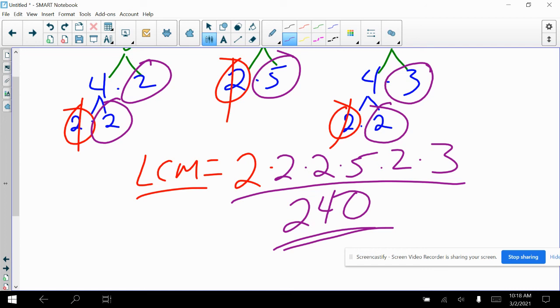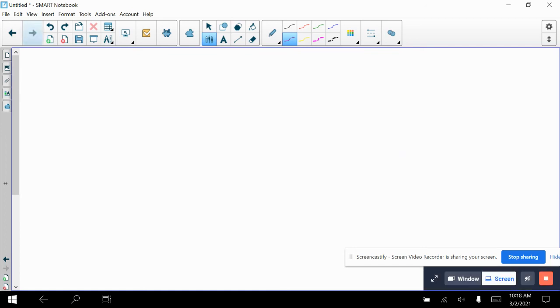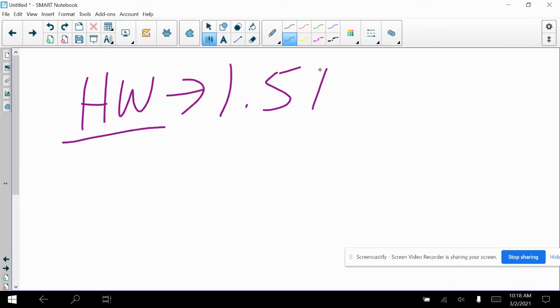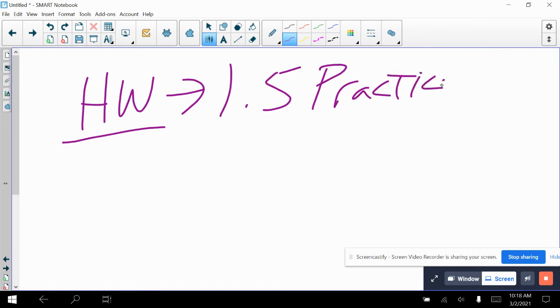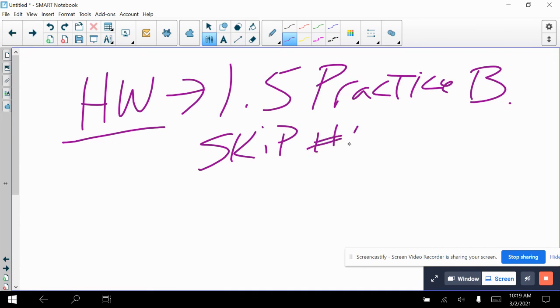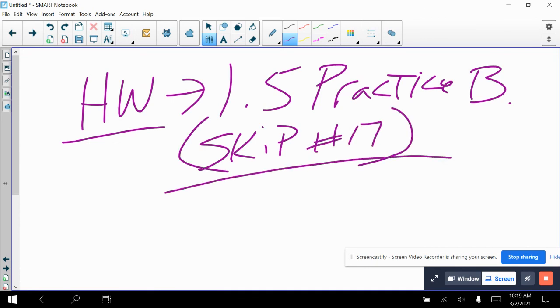All right. Any questions over 2 numbers or 3 numbers? Everybody good? Okay. In today's folder, your homework, you have something labeled 1-5 practice B. You are skipping number 17. You don't have to do 17. You need to factor them down. You need to use the exponential notation form or the Venn diagram form, whichever one works for you.